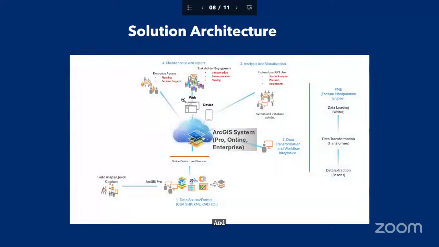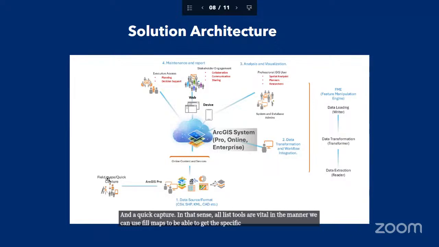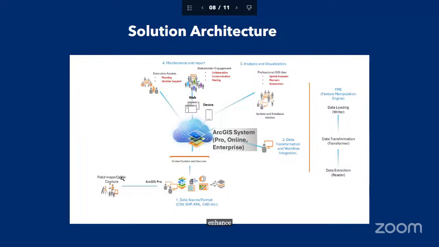And my solution architecture is as follows. To be able to get this data, I did use Field Maps and Quick Capture. In that sense, all these tools are vital in the manner we can use Field Maps to get the specific location of our billboard, and Quick Capture can enhance the capabilities of Field Maps by capturing pictures of the billboard, which entails the owner, the date of inspection, and the condition of the billboard itself.